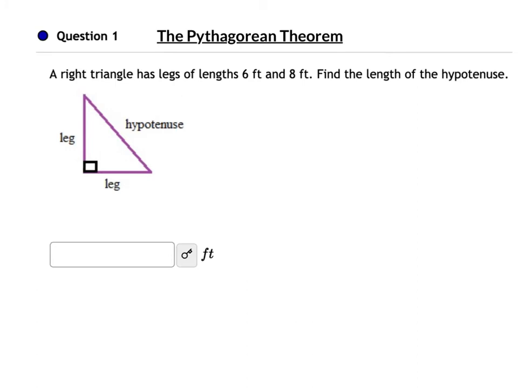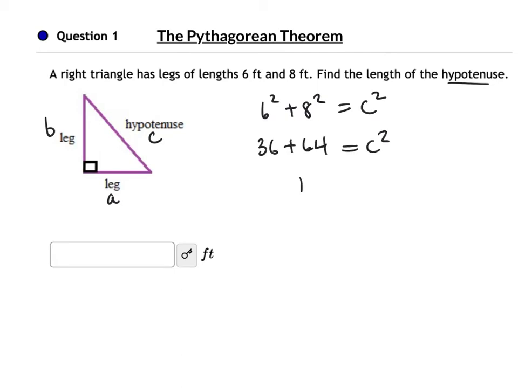Here are examples from your assignment. Question 1. A right triangle has legs of length 6 and 8. Find the length of the hypotenuse. The hypotenuse is our C. We know that a squared plus b squared equals c squared. 6 squared plus 8 squared is equal to c squared. We need the hypotenuse. This is 36 plus 64 equals c squared, or 100 is c squared. Square root both sides, and c is 10.